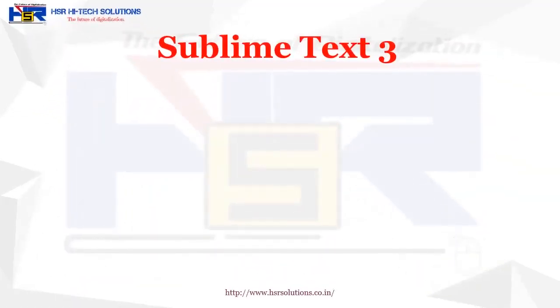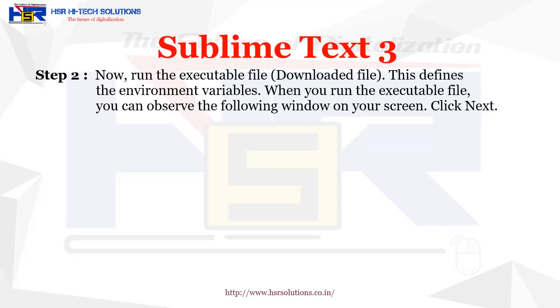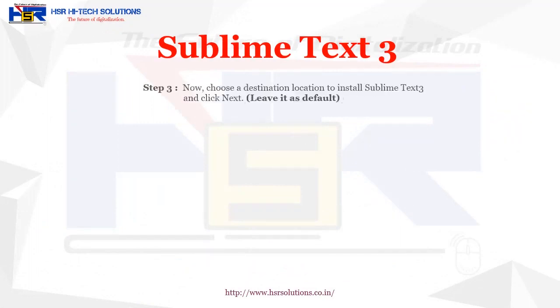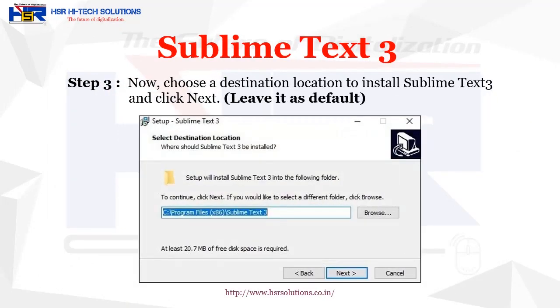After downloading the Sublime Text 3, just run the executable file. This will show you a prompt as shown in the figure. Here you have to just click on next button. Now we will get the option for choosing the file location for Sublime Text. Here keep it as default and just click on next button.